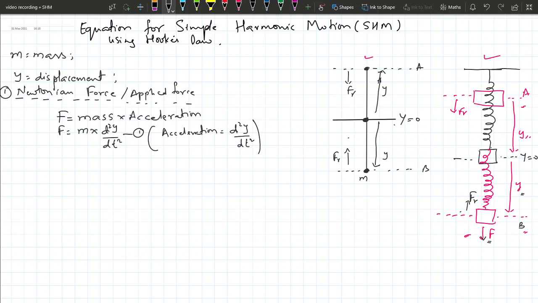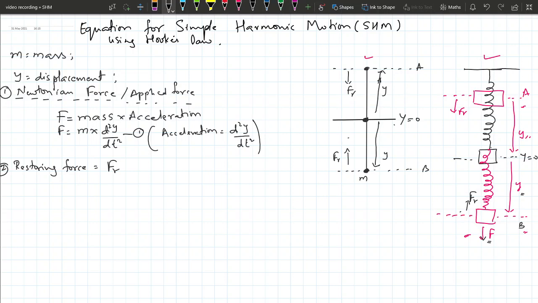Similarly, as I told you, there is a restoring force. You can see here, this is the restoring force. Due to the restoring force, the oscillations are starting in the spring or in the SHM system. So the second force is the restoring force, given by Fr. It is opposing the applied force.